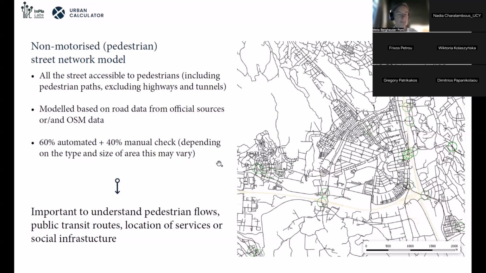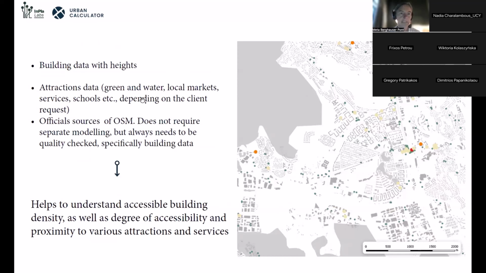And as I told you already before, this one is especially important when you want to understand pedestrian flows, location of services and social infrastructure like schools, healthcare centers, etc. Then the other data that is included is building data with heights, so that we can calculate the gross floor area, etc. It's attraction data, including both green, so parks are there, water areas, but also local markets, services, schools, and here many layers can be added depending on what is required. We use official sources or at times OpenStreetMap.